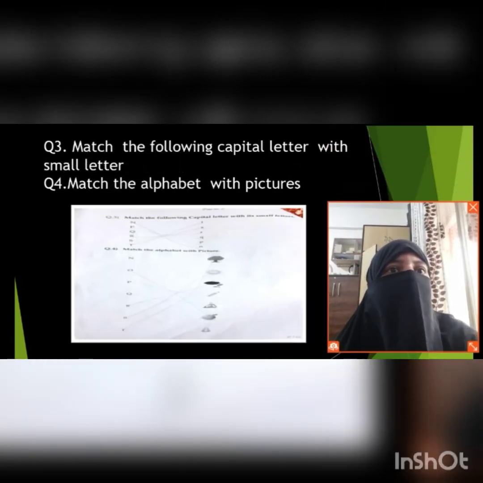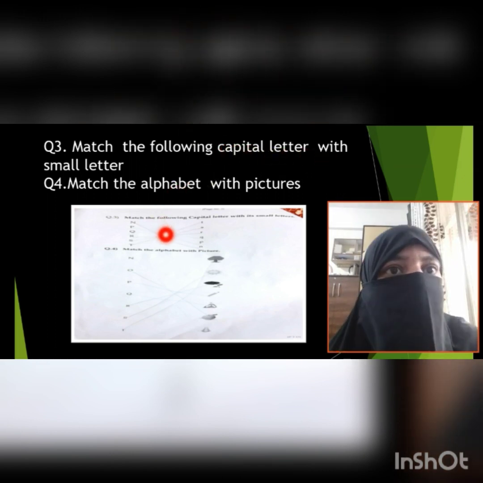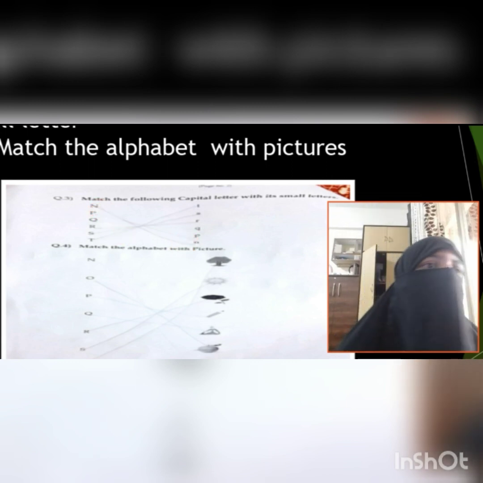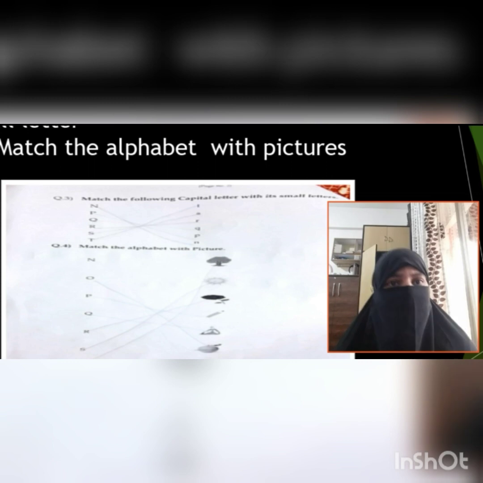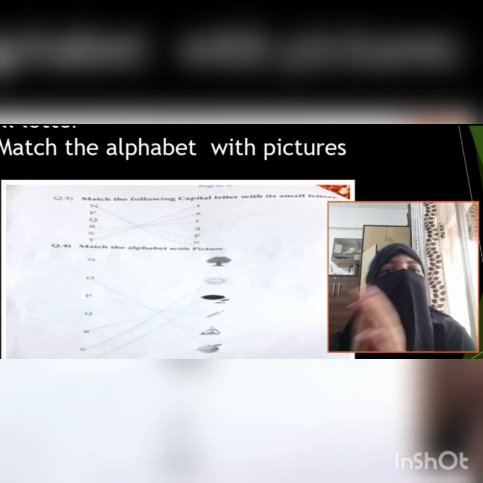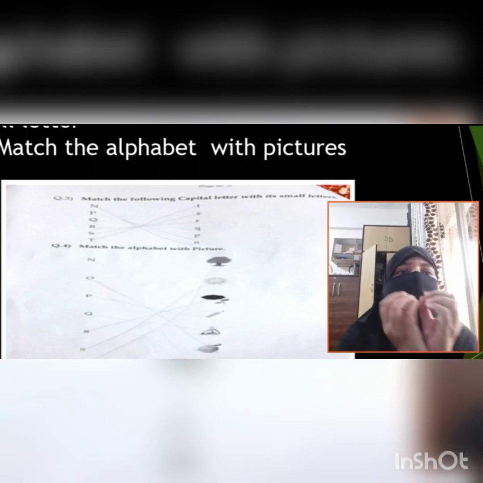Question number 3. Match the following capital letter with the small letter. Look at this. It's a capital N, you have to match the small n. Whatever it is, you have to learn with the sound. It will be more fun and more enjoyable for you to do this practice worksheet.